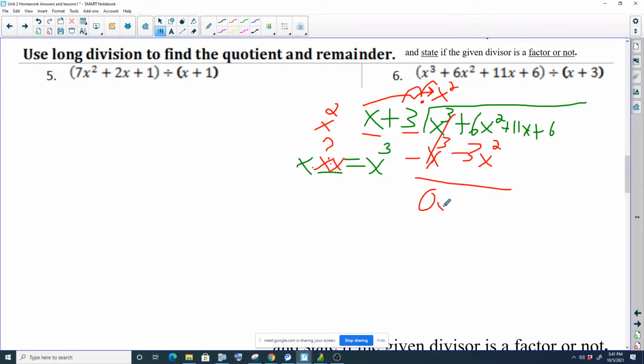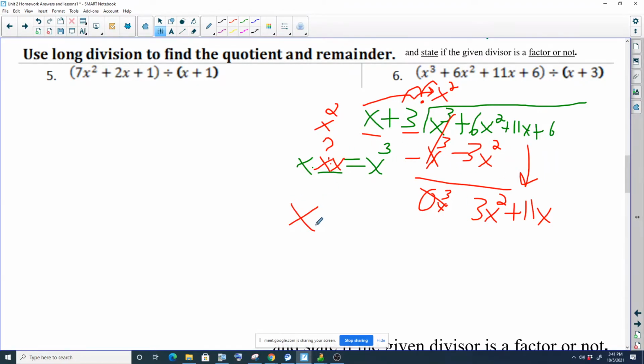And so that's what we wanted. x cubed minus x cubed goes away. But now we got to do 6x squared minus 3x squared. And 6x squared minus 3x squared is just 3x squared. And now we bring down the 11x. Nice, nice. Bring down the 11x. And so now we want to do x, start over again. Do the whole process over again.